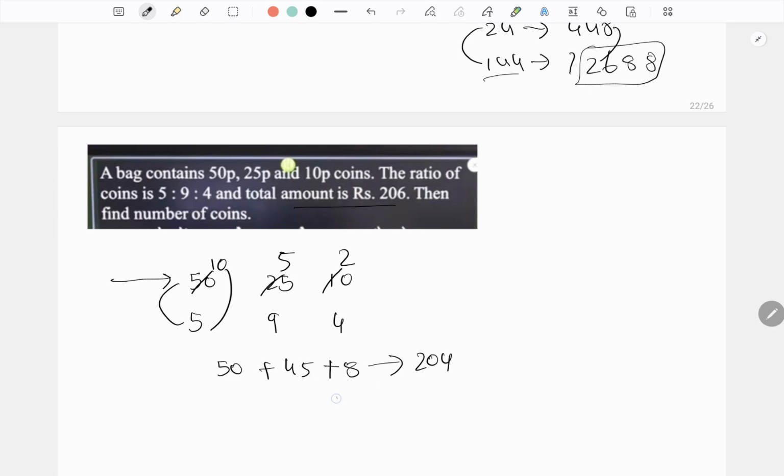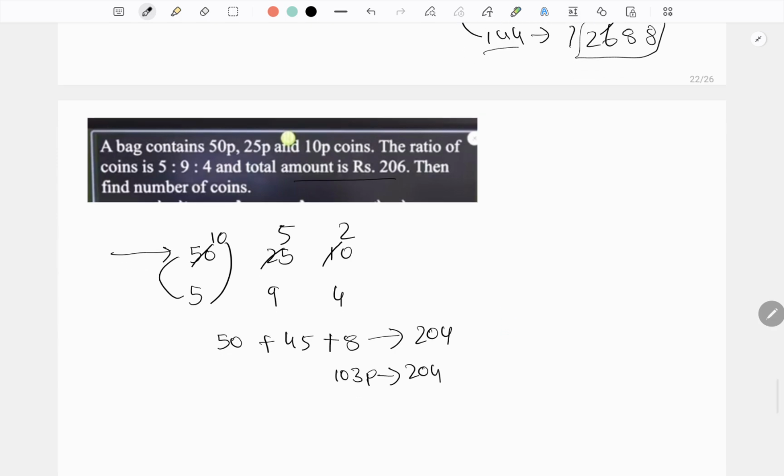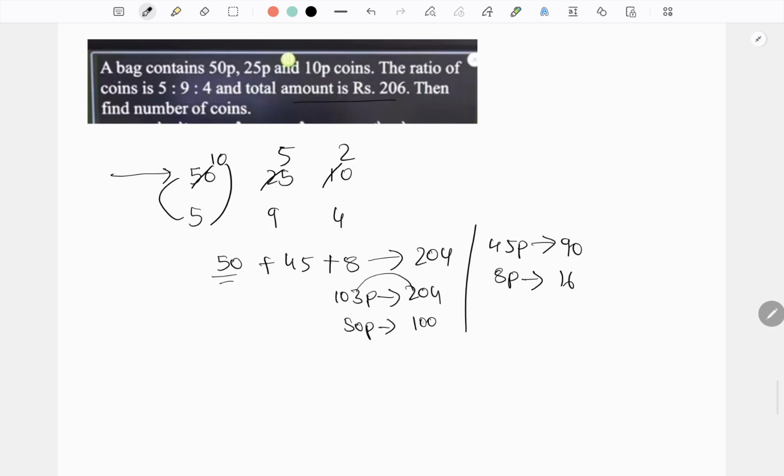53, 103. 103 parts is 204. Then they are asking to find the total number of coins. Okay. Then 50 parts will be how much? Actually into 2. So 50 parts into 2 means 100. Then 45 parts into 2 becomes 90. Then 8 parts into 2 becomes 16. Now see 100, what is this? 50 paise altogether makes 100 rupees. Then 25 paise altogether makes 90 rupees. And 10 paise altogether makes 16 rupees.